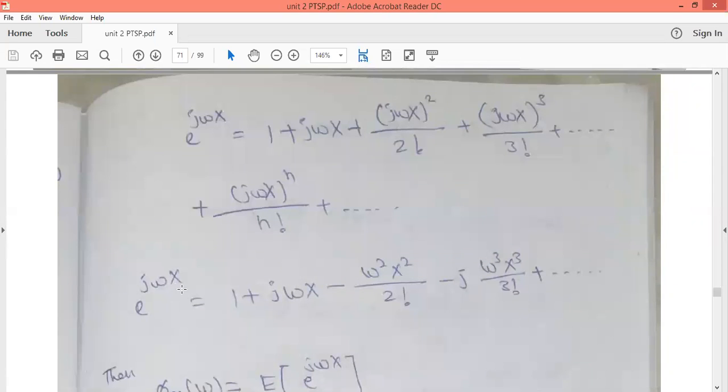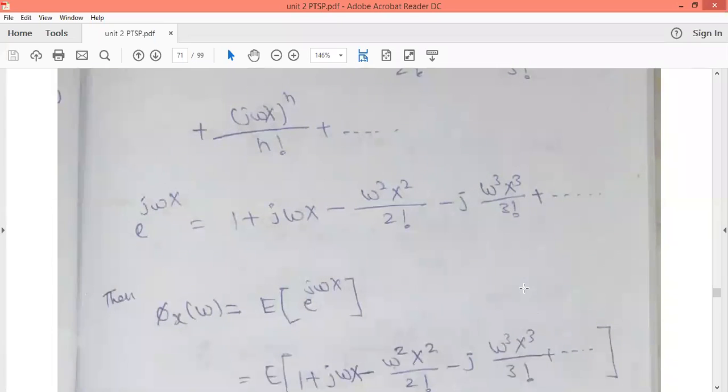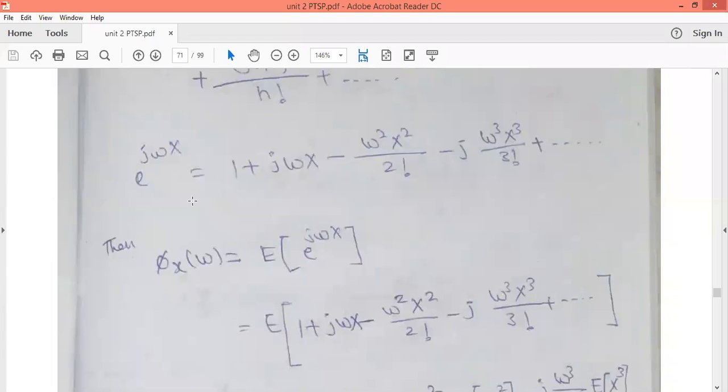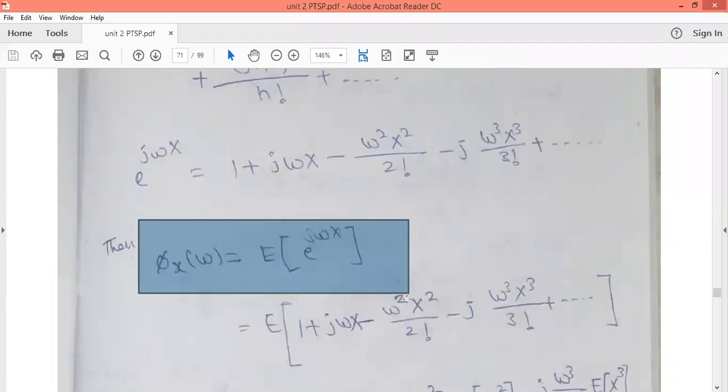Then e power j omega x can be written as 1 plus j omega x minus omega square x square by 2 factorial minus j omega cube x cube by 3 factorial plus so on. Okay. Now what is the characteristic equation? The characteristic equation is nothing but the expected value of e power j omega x. So in the place of e power j omega x, we will be substituting this term.